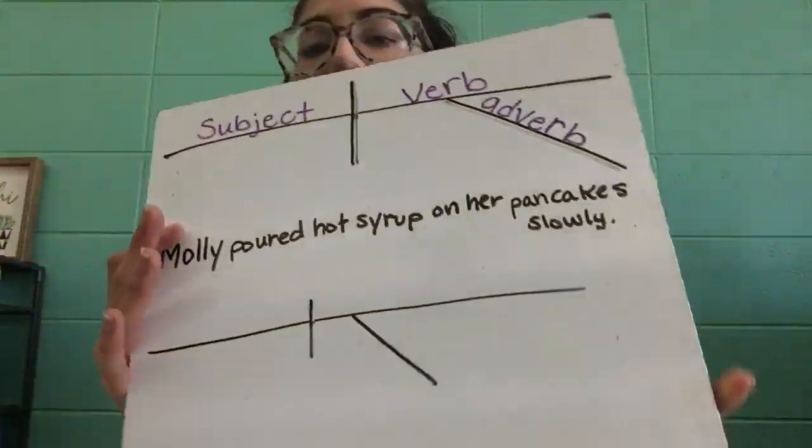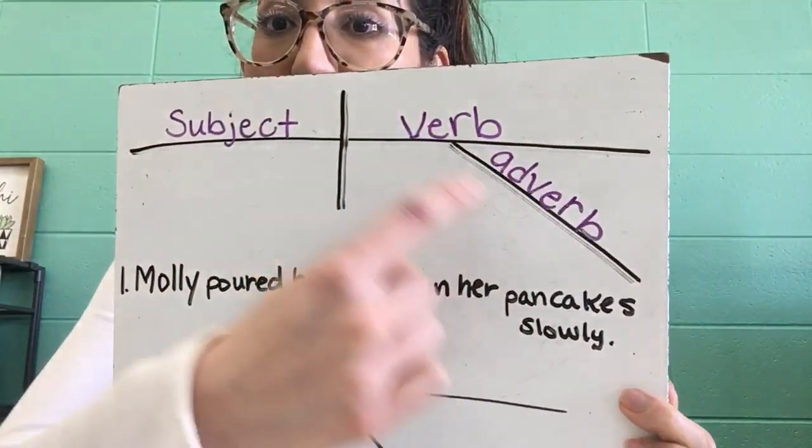So the adverb goes underneath the verb because it describes the verb, okay? So adverbs describe the verbs, right? So you have to diagram that. So you have to diagram the adverb underneath the verb there. Okay, so don't forget that, third grade.